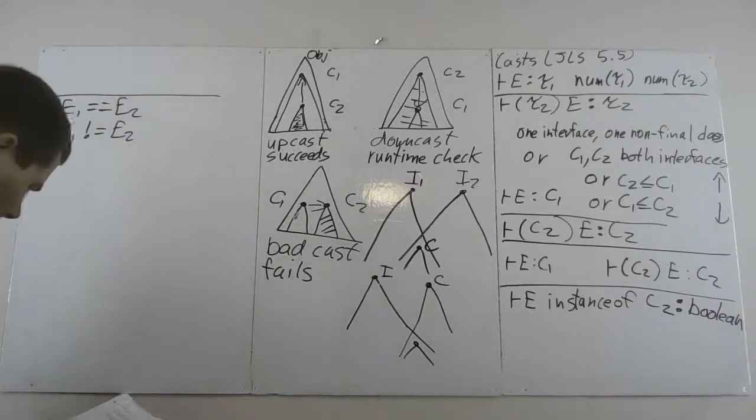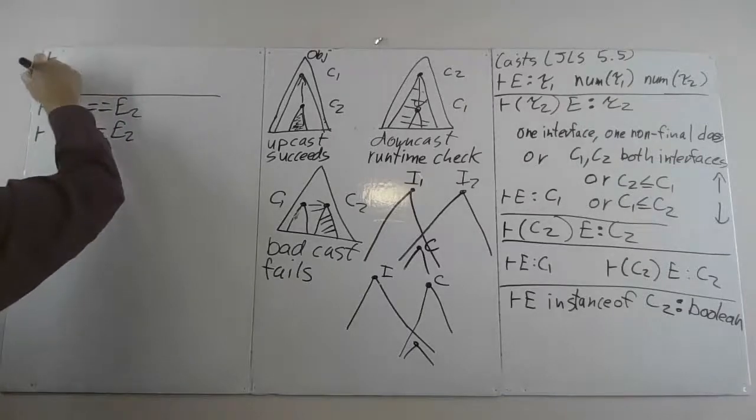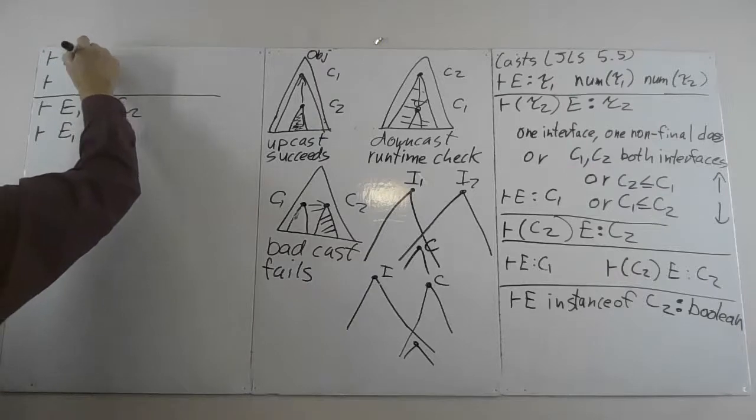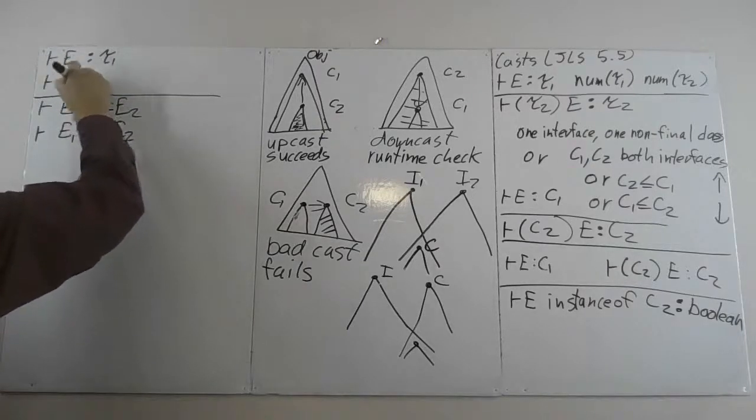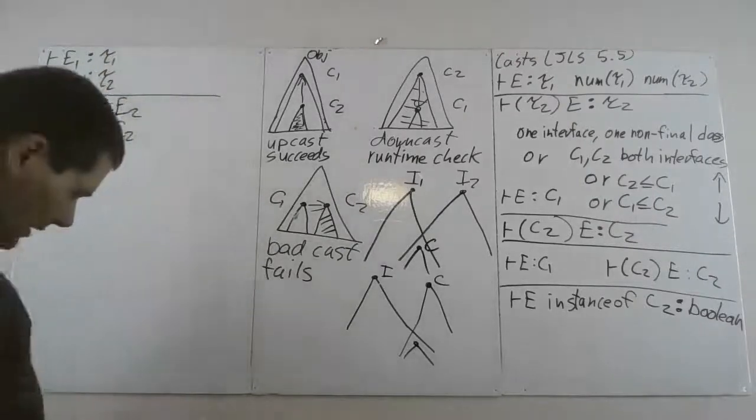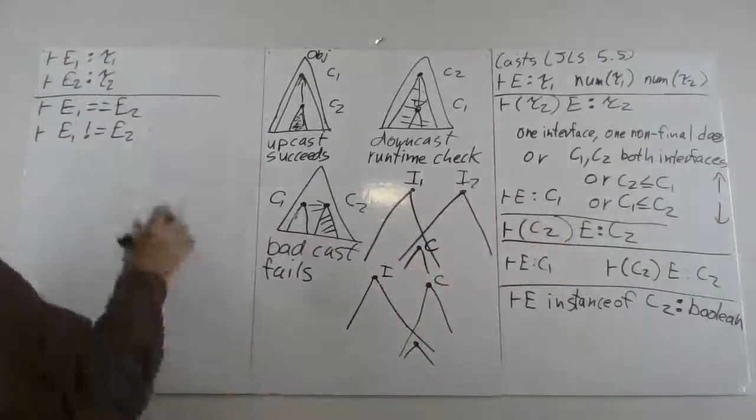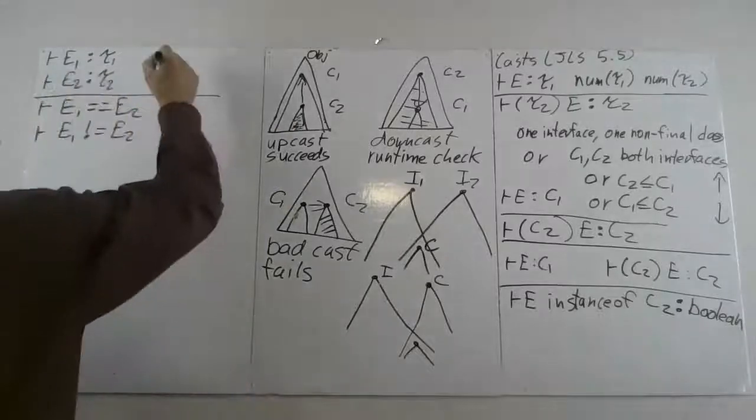But okay. So as before, we always type check E1 and E2, so we make sure that they have some types, tau1 and tau2. And then, like here, you're allowed to compare them if you would be allowed to cast them.